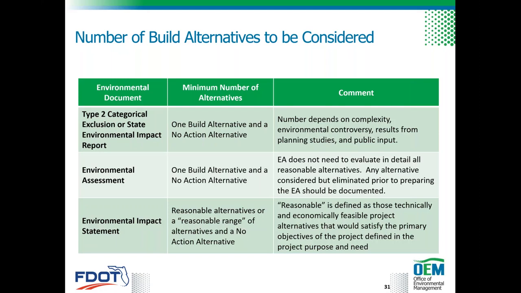Again, it depends on the project. For an EA or environmental assessment, also 1 build alternative and no build. And for an EIS, the minimum number of alternatives would be a reasonable range of alternatives, and the no build. So the no build is always in the formula.